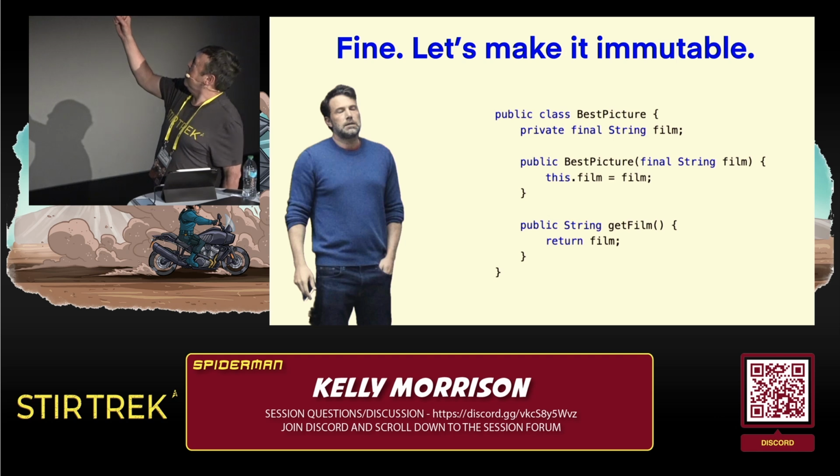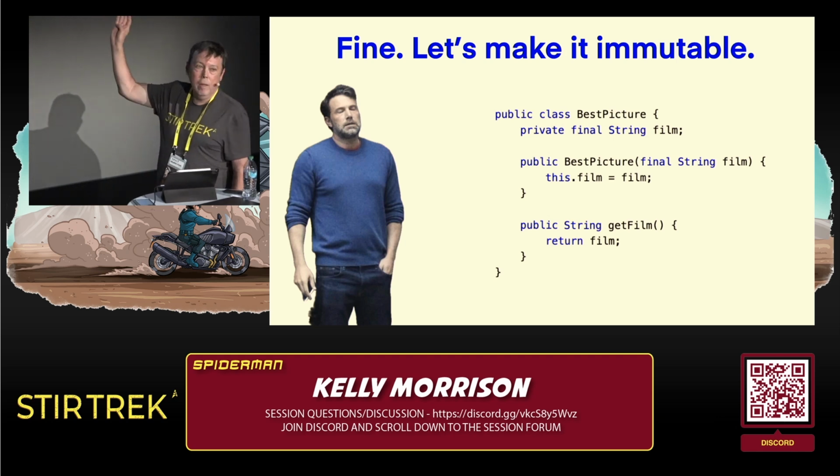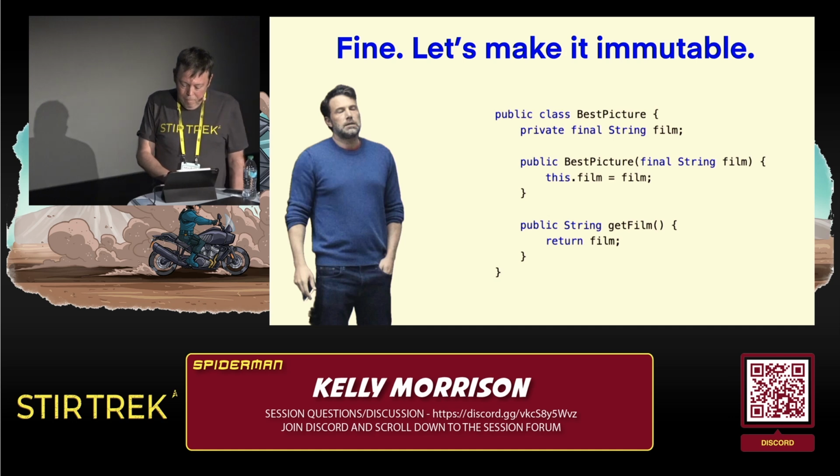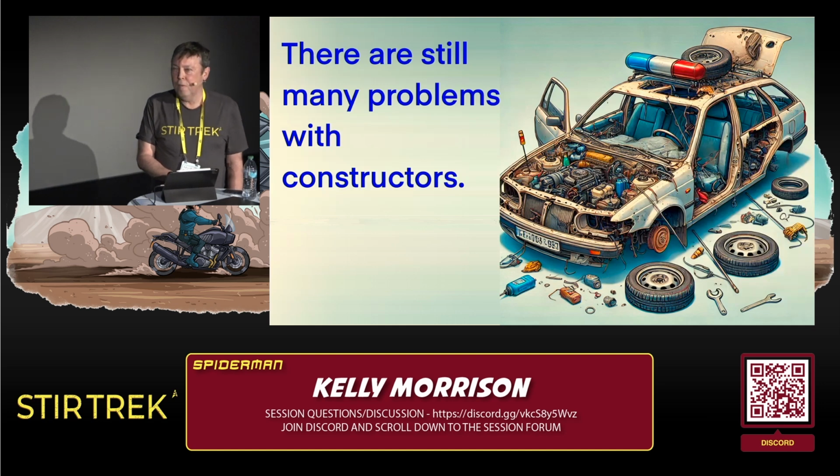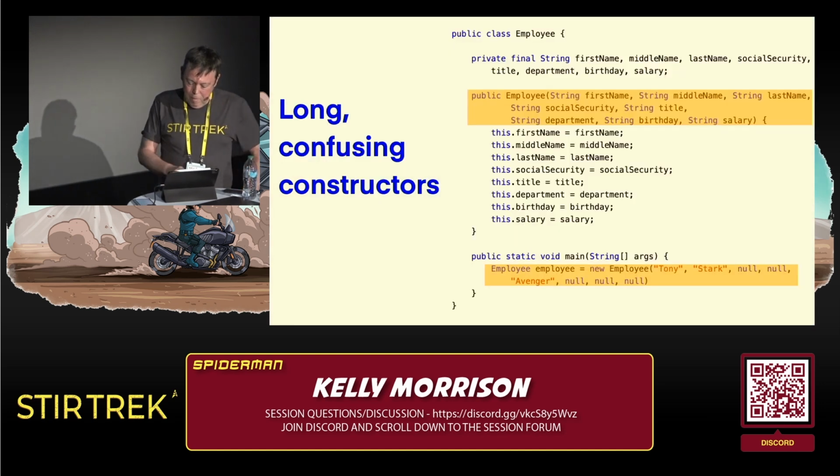Instead of being able to set the picture, you just create it and say, this is the best picture, and now you can only get the name back. Okay, so now we've got an immutable class. We're good, right? Well, no, there's still a lot of problems with constructors. Let's take a look at some of them.